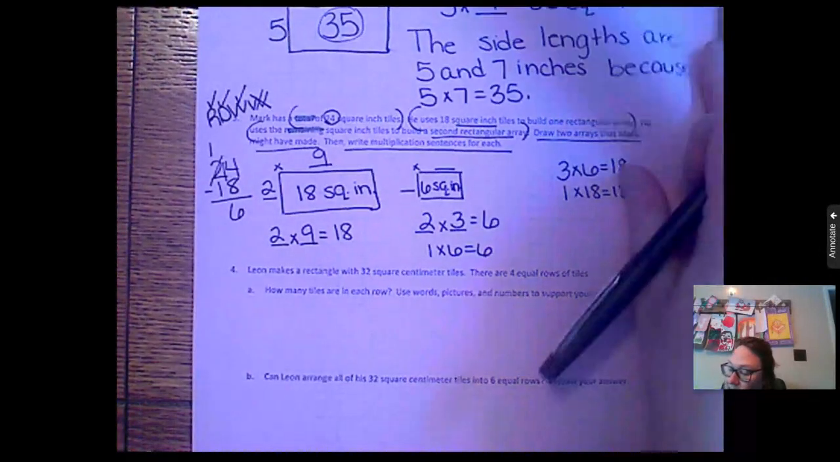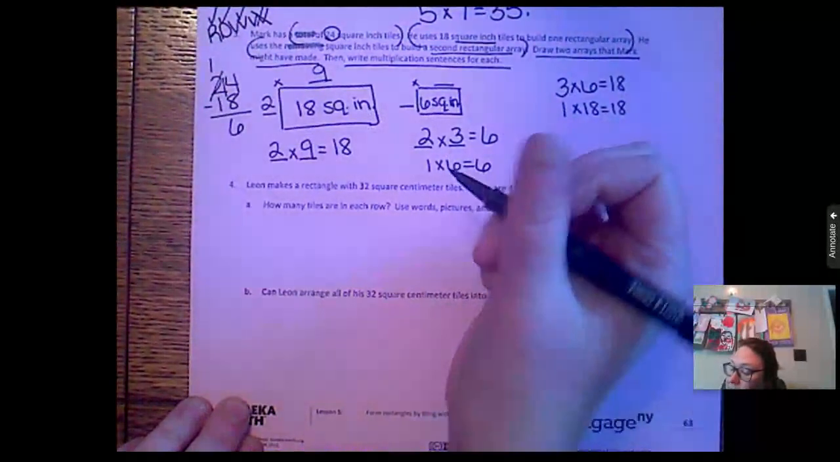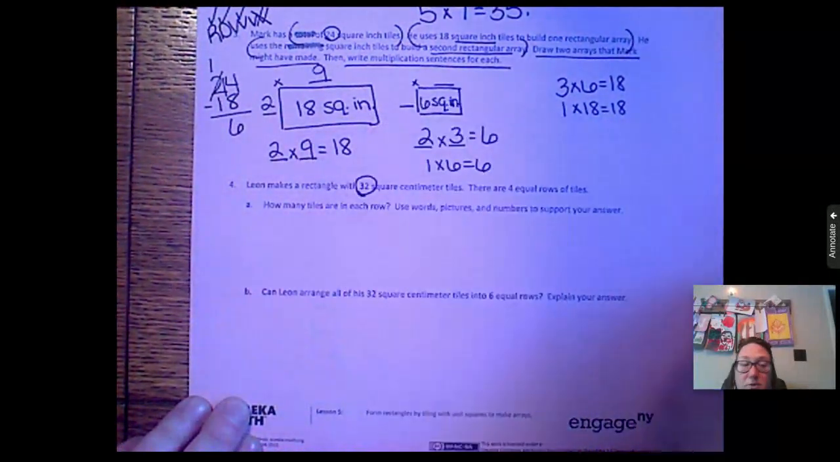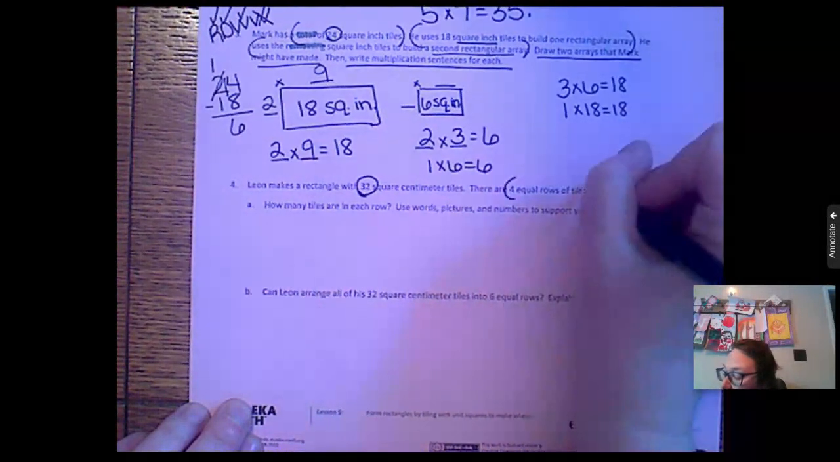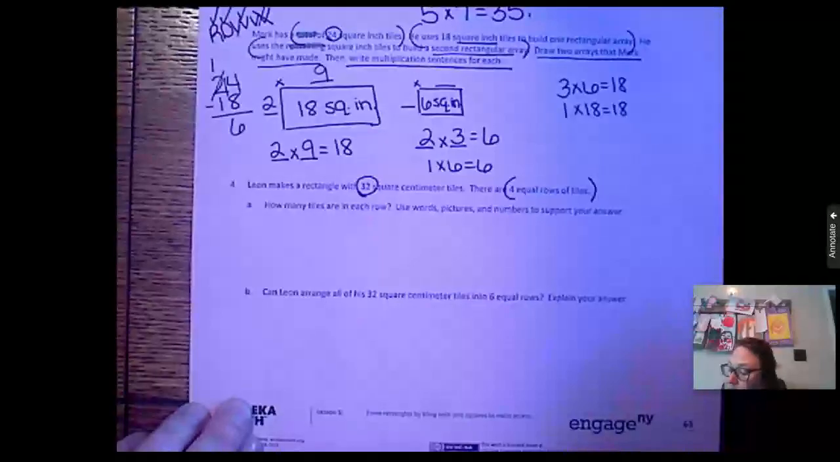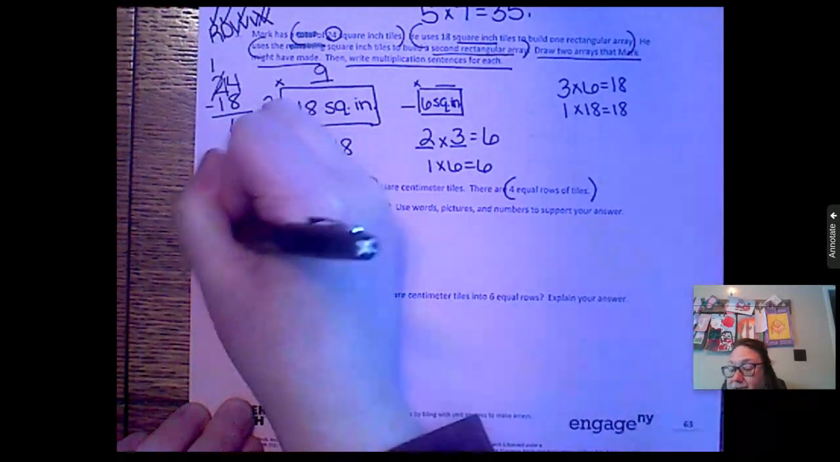All right. Leon makes a rectangle with 32 square inch tiles. That's my total right there, so I'm going to circle it. Okay. There are 4 equal rows of tiles. How many tiles are in each row? Use words, pictures, and numbers to support your answer. So this would definitely be RDWW.